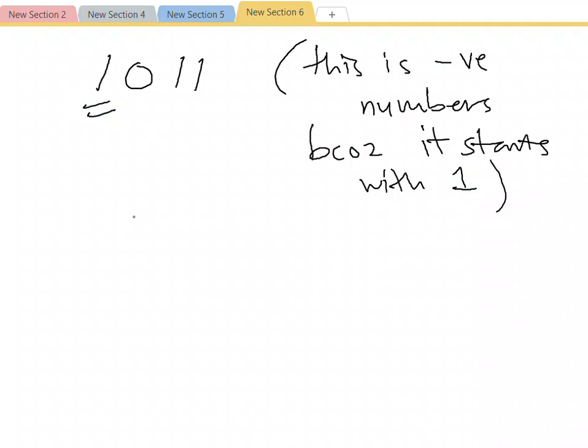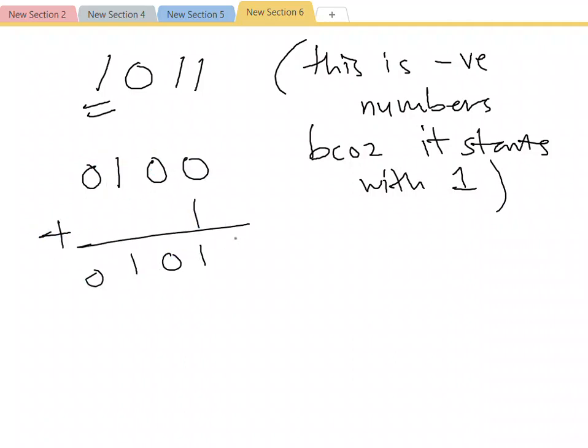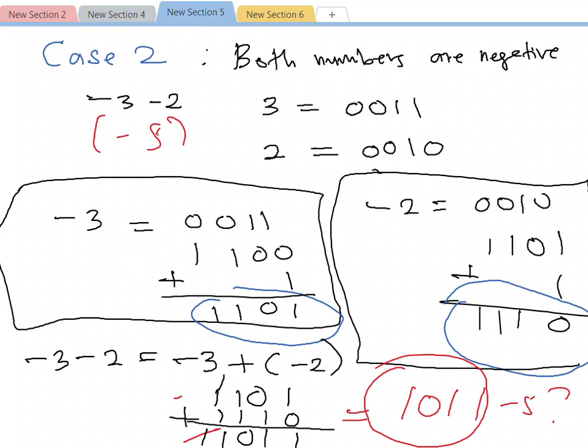So to get the value, you inverse to 0100, then plus 1. When you finish, you get the answer 5. So the value before you inverse is actually negative 5. So your answer here is correct. Negative 3 minus 2 equals negative 5.